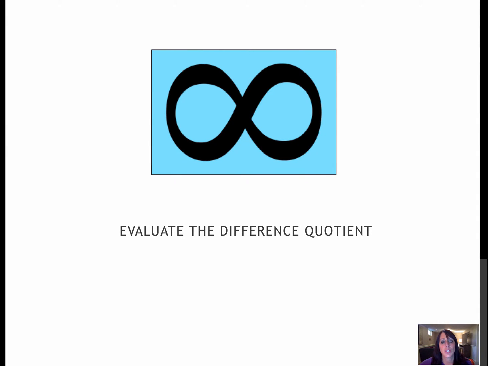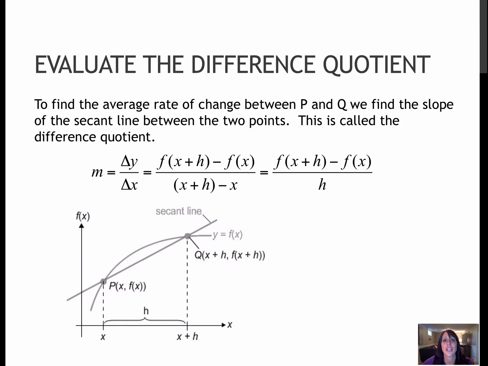Again, the difference quotient is something that we will use often as you move higher through mathematics and into calculus. You will use the difference quotient a lot. So this is just a nice introduction to what it is.